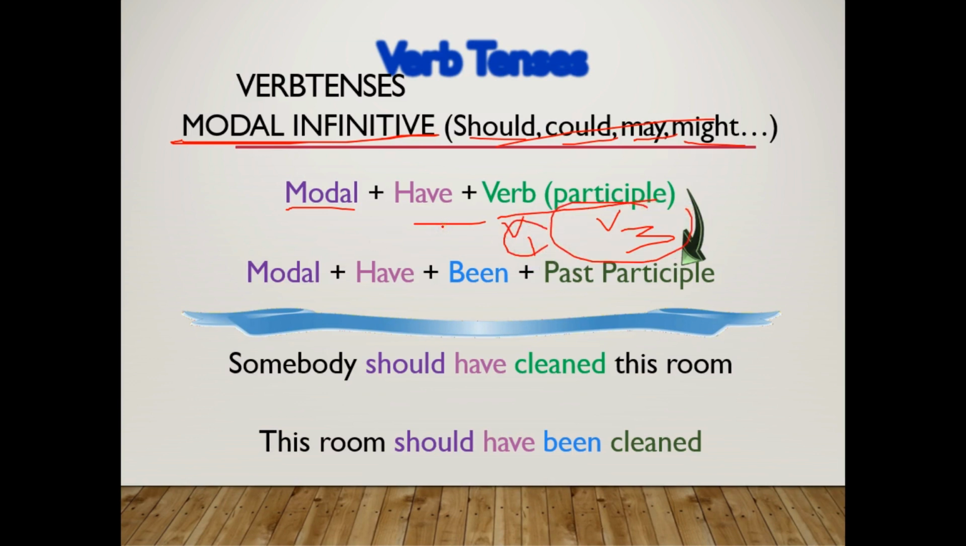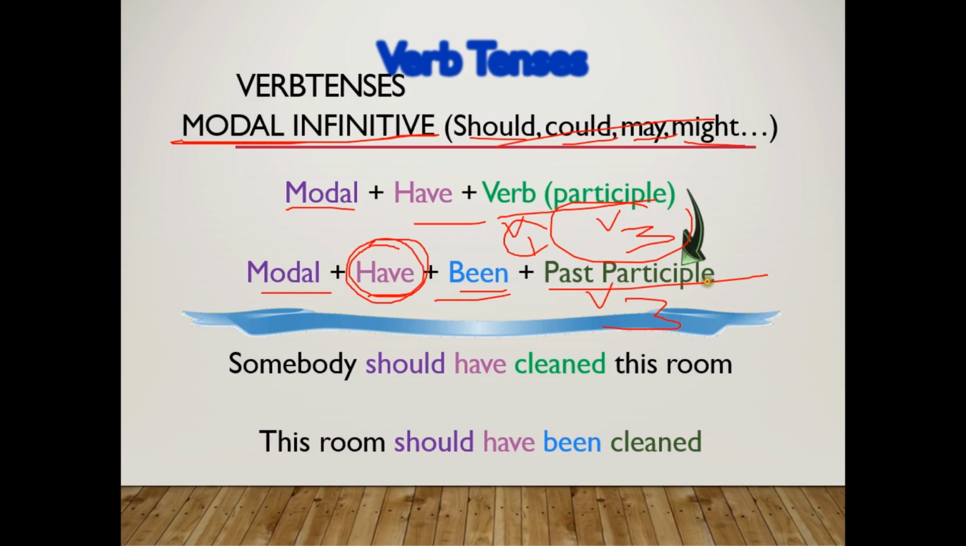Should have done, should have, and so on. But in here, let's take a look. If you want to change into the passive, it is modal plus have plus been plus past participle. Remember, if there is have in the text, it is always followed by been. Not be anymore, but been. There is no "have be." Have been is always followed by verb 3.